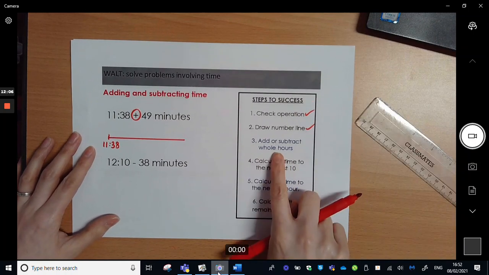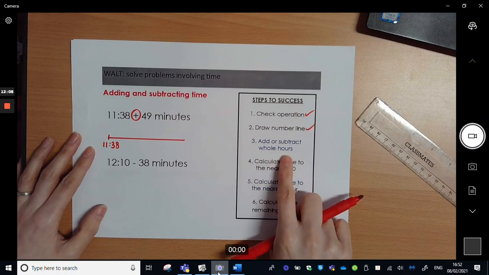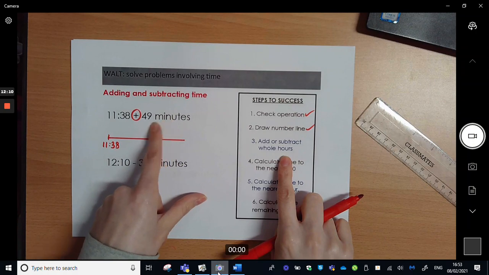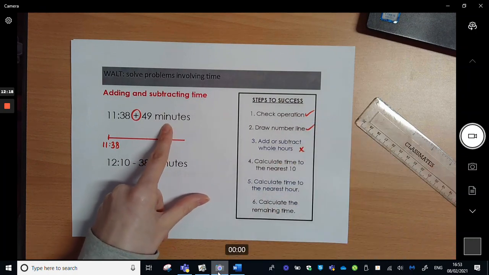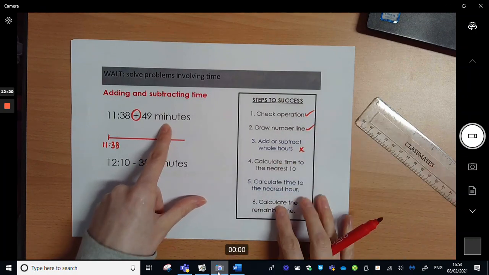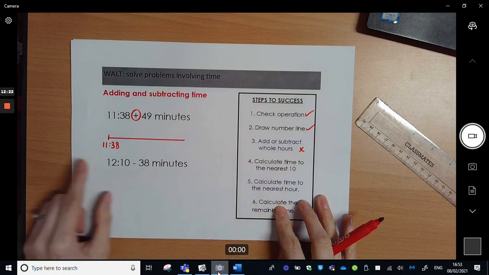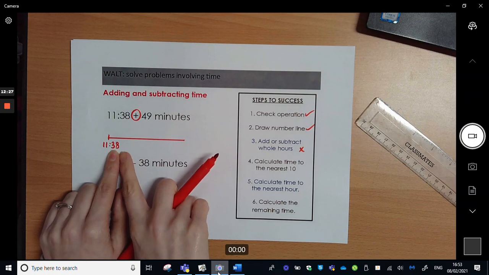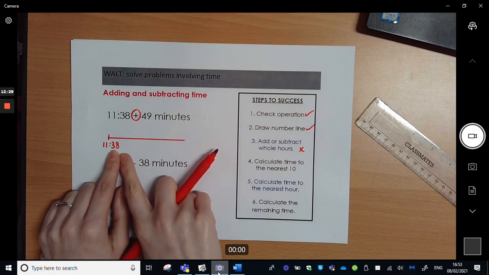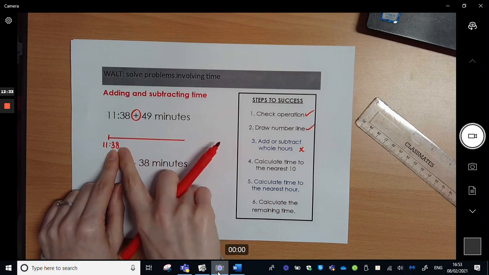So again, it says add or subtract whole hours. Do I have any whole hours this time? No, it doesn't say any hours there, it's just minutes, because 49 minutes is less than 1 hour. So I'm going to cross that one because I don't need that step yet. So now I need to calculate the time with the nearest 10. So if I'm adding, what is the next 10, the nearest multiple of 10 that I'm going to get to from 38? What is the next 10?